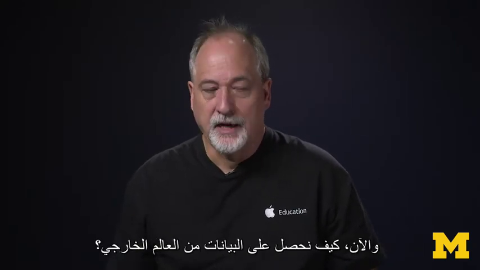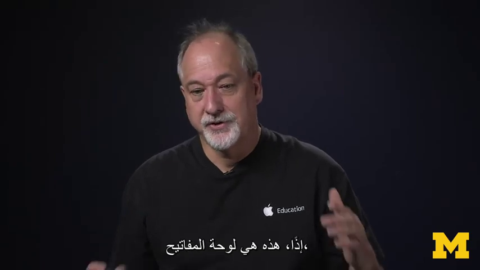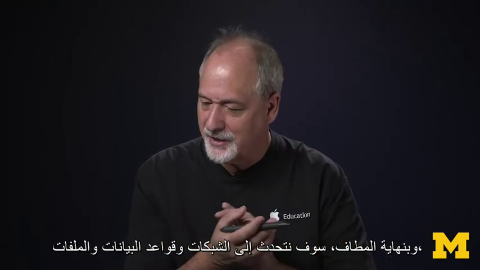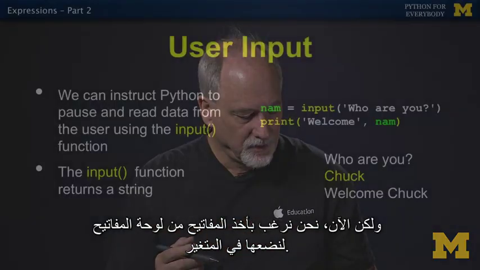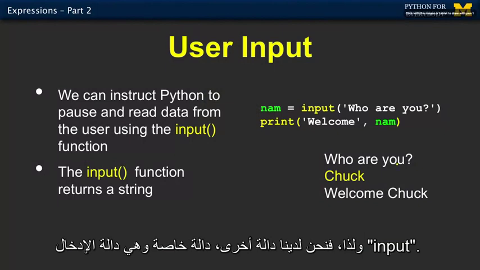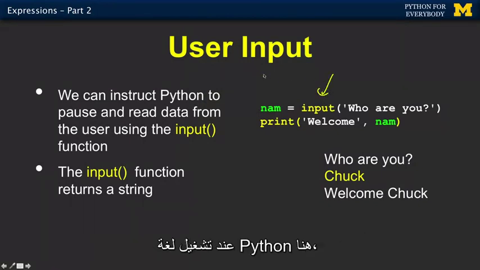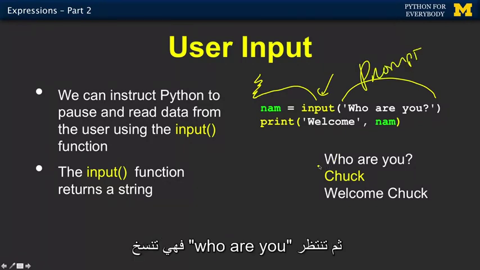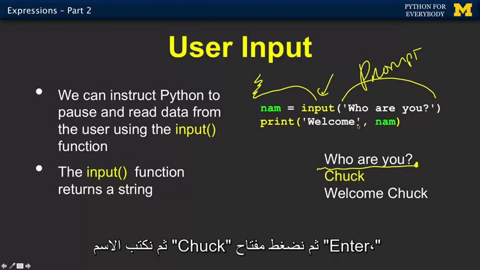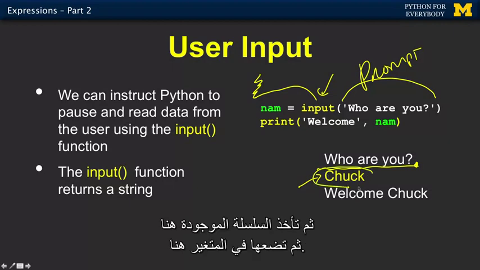Okay? Now, how do we get data from the outside world? So this is the keyboard. Eventually we'll talk to networks and databases and files, but right now we want to take the keys from the keyboard and get it into a variable. So we have another special function, the input function. And when Python comes running in here, it starts the input function, and the parameter to the input function is what's called a prompt. It prints out, who are you, and then it waits. And then we type into the keyboard, Chuck, and then we hit the enter key, and then it takes this string right here, and then it puts it in this variable right here.